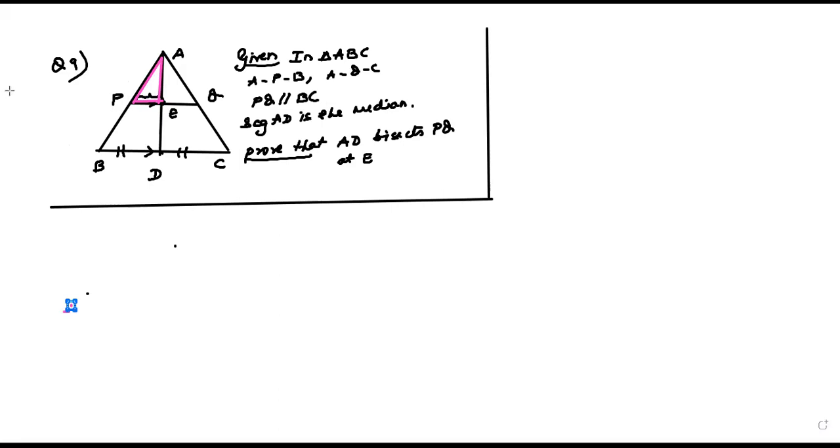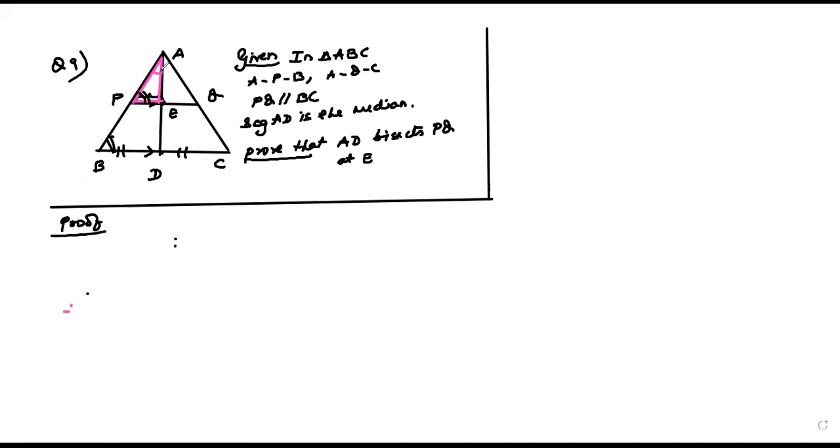When you look at it, you can clearly see they have a common angle. And one more pair of angles they require, you can get from the given information, parallel lines. PQ is parallel to BC. So if PQ is parallel to BC, I can always say angle APE equals angle ABD by corresponding angles. When the lines are parallel, corresponding angles are equal.